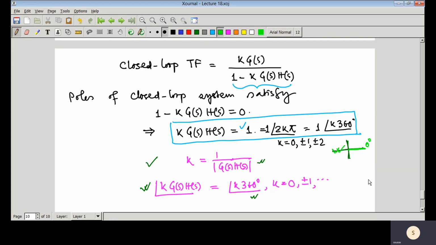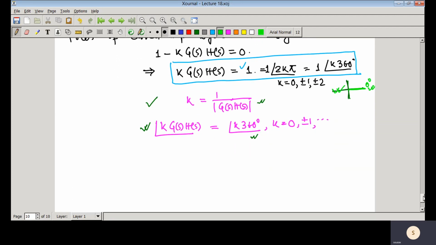So that is for the negative feedback case, and for the positive feedback case it is along that particular axis, that is 0 degree or 360 degree. So this is the difference. Now if we consider this difference in the rule, first of all, the number of branches. Basically no change, because the number of branches would be equal to the number of closed loop poles. So it is similar to the negative feedback case.